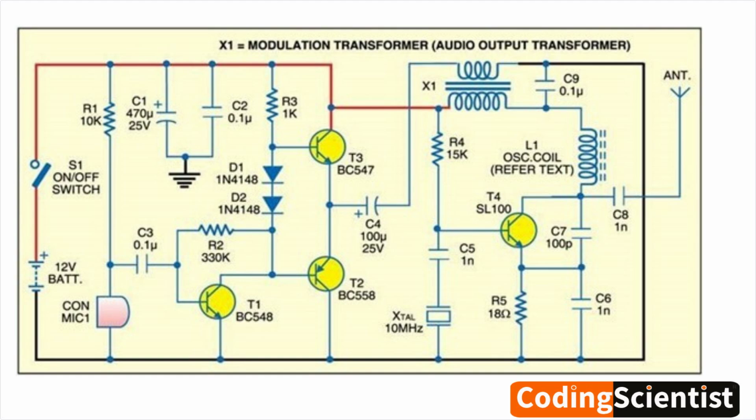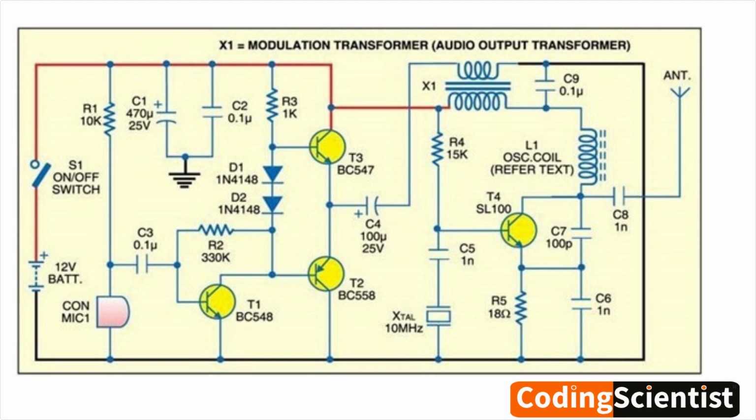T4, SL100. This transistor is the power amplifier, boosting the power of the modulated signal before it is sent to the antenna. X1, modulation transformer. This transformer couples the audio signal from the microphone to the modulator stage and also matches the impedance between the modulator and the power amplifier.